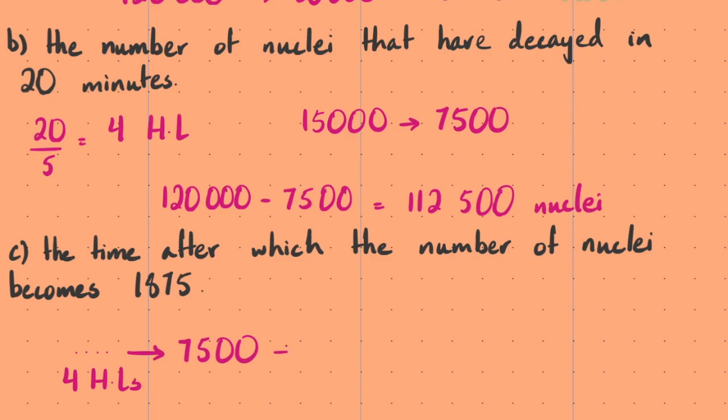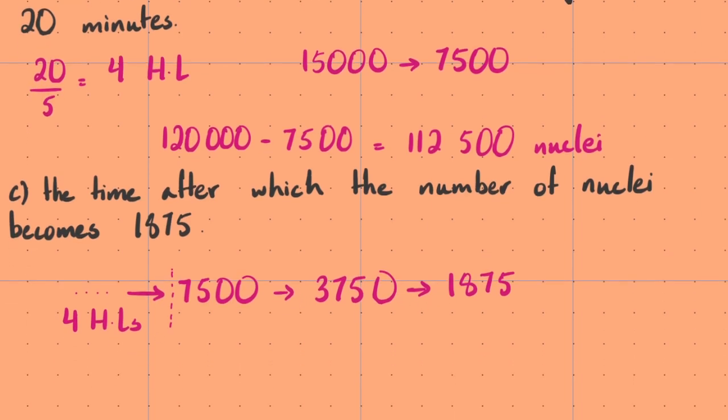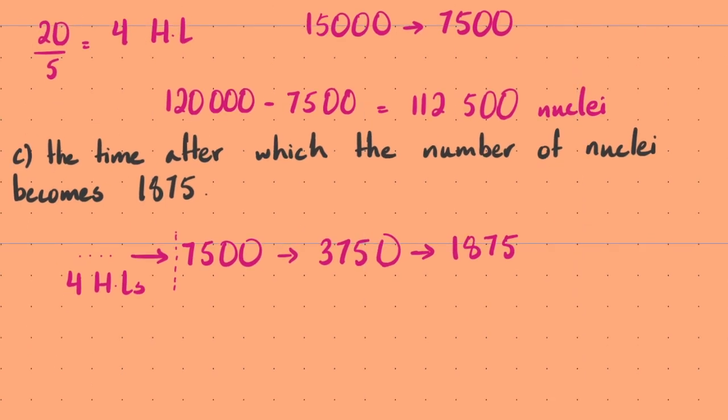So 7500, if we halve that, that's 3750. All right, so this is already done, just so we avoid confusion. And 3750, if we again take the half, that's 1875. So 4 half-lives from before, then the 5th and the 6th. So this is 6 half-lives. Again, we know each half-life was 5 minutes. So 6 times 5 gives us 30 minutes.